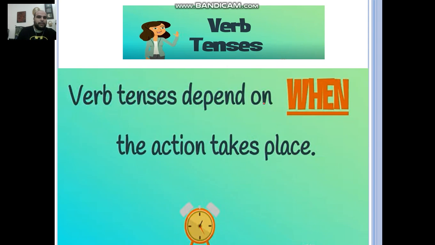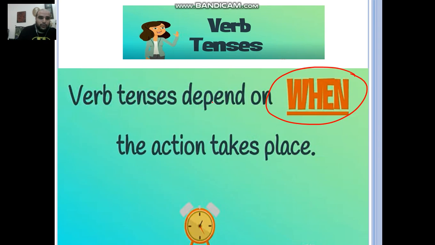So we're going to talk about the tenses. We have 3 tenses in English. It depends on what? It depends on when the action takes place. Does it take place in the now? Does it take place in the past? Does it take place in the future? When does it take place?